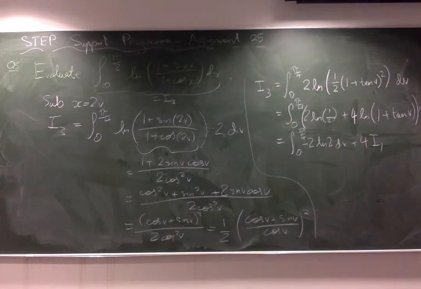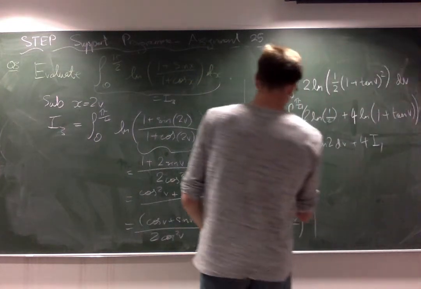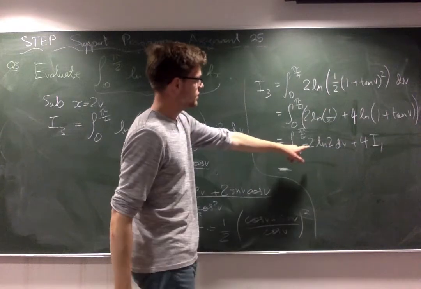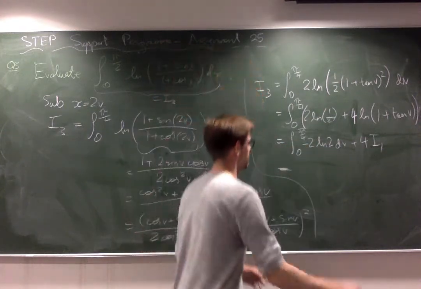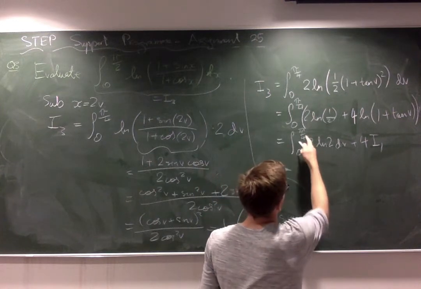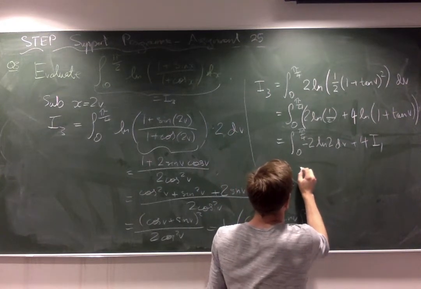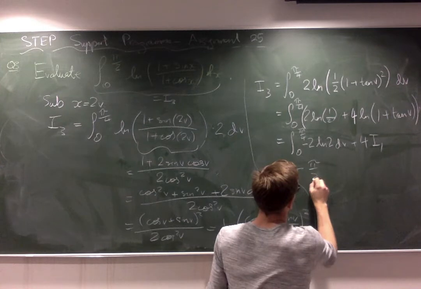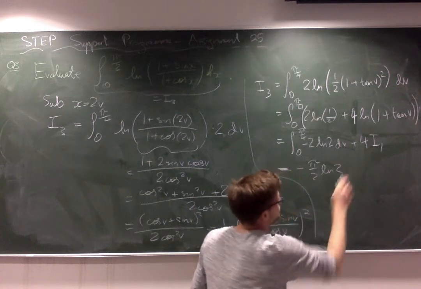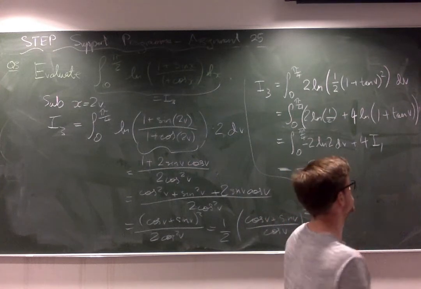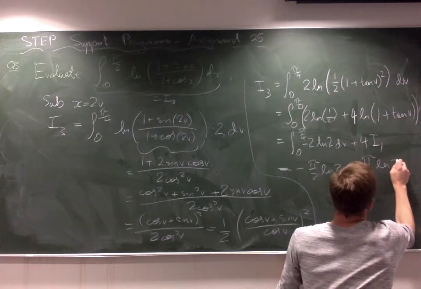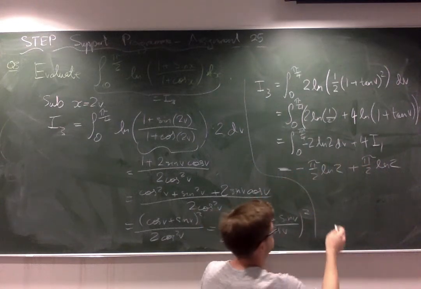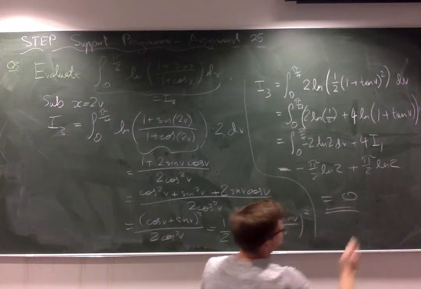Now this is again just going to be the signed area of a rectangle. So it's pi over 4 times minus 2 ln 2, i.e. minus pi over 2 ln 2. And I1 was pi over 8 times ln 2, so 4 of those would be pi over 2 ln 2. So plus minus equals 0. And that's our answer.